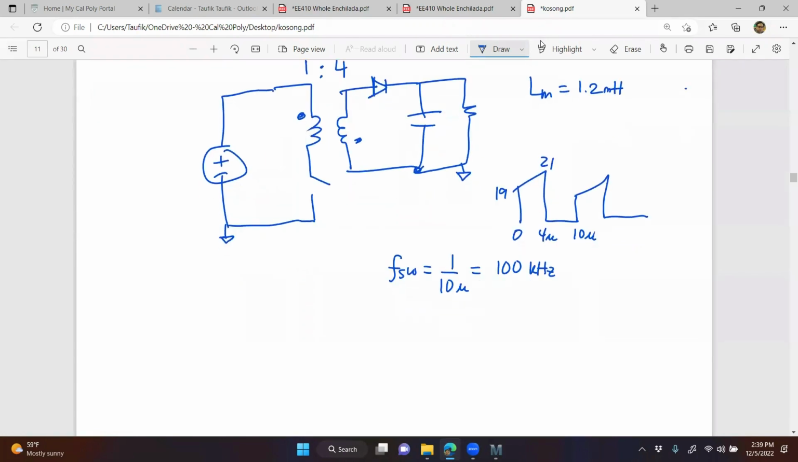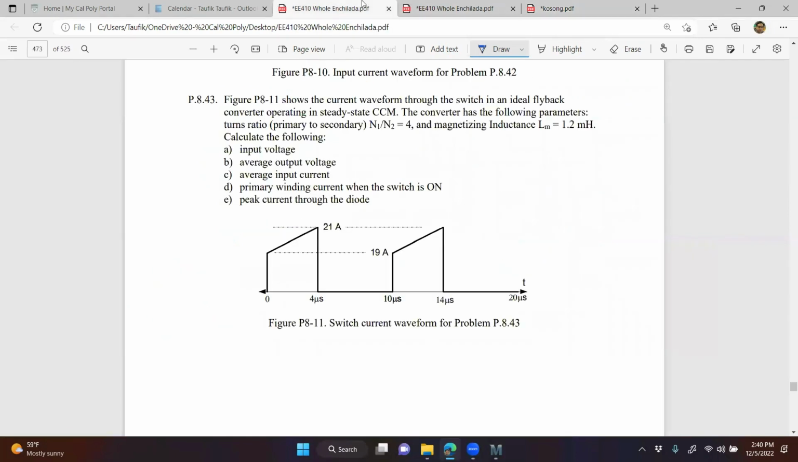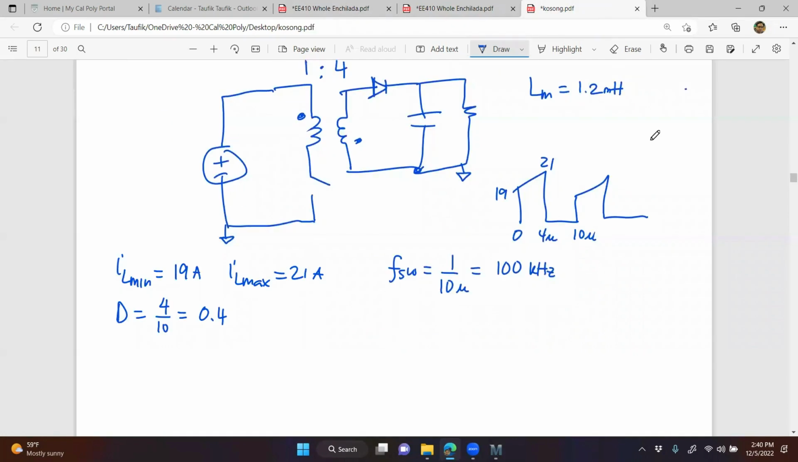And then, all right, 1 divided by 10 micro. Yeah, it is 100 kilohertz, right? And then we know delta ILM, right? We know ILM min is equal to 19 amps, ILM max is equal to 21 amps. And duty cycle, we know is equal to 4 out of 10. That's 0.4. Okay. What is it asking? Input voltage.